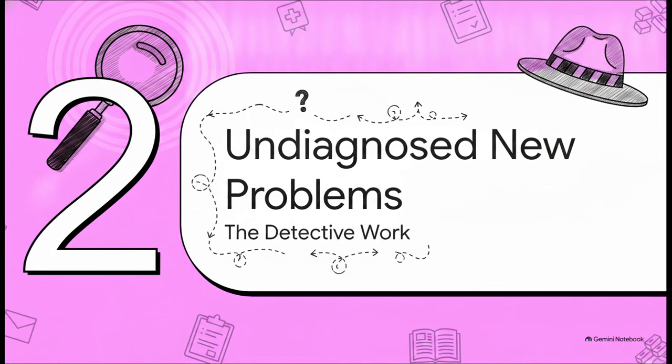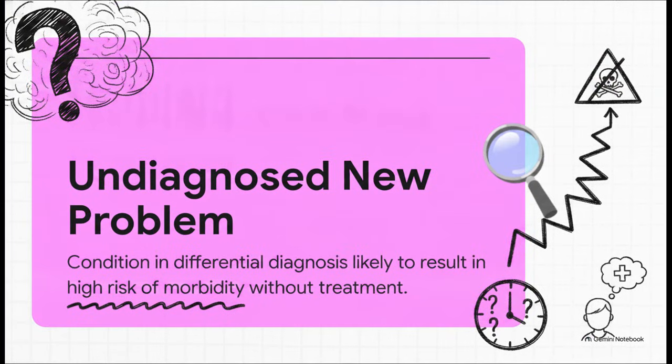This is where the detective work begins. Now, according to the strict AMA definition, an undiagnosed new problem with uncertain prognosis is a problem in the differential diagnosis that represents a condition likely to result in a high risk of morbidity without treatment. That's a bit of a mouthful, right? But the absolute crucial phrase to zero in on here is without treatment. The uncertain prognosis isn't just about the provider saying, I don't really know what this is. It specifically hinges on the fact that if this condition were left untreated, there is a high risk of morbidity. The provider is looking at this brand new mystery symptom and actively thinking, could this be something severe?